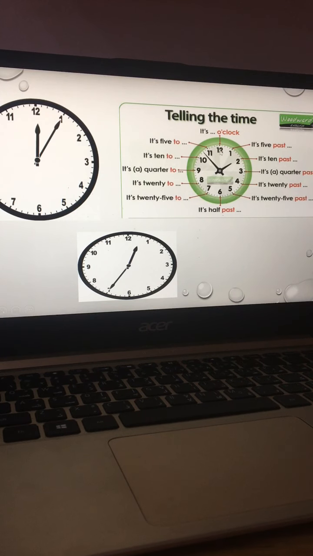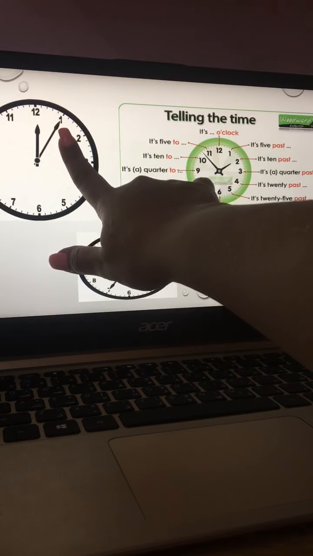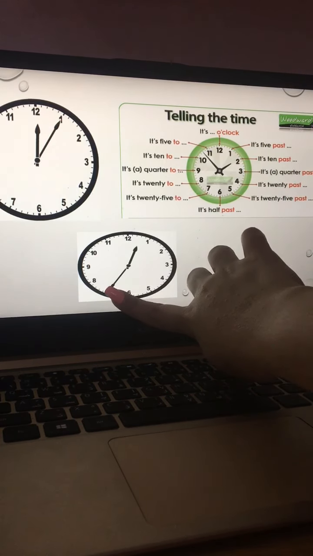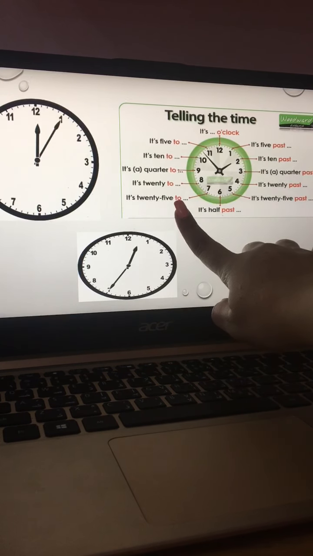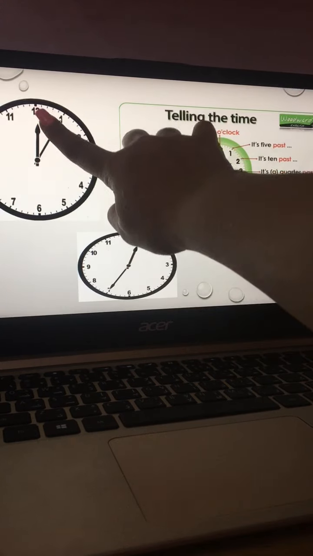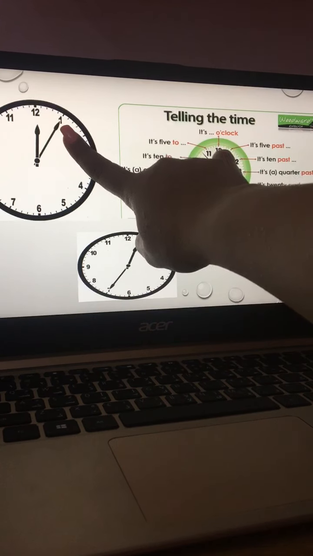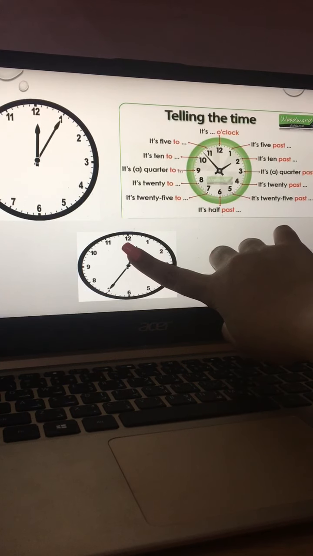How are we going to count? 5, 10, 15, 20, 25. So we say it's 25 to the next hour, okay? Once the minute hand reaches 7, we do not say "past" anymore. We are going to say the word "to," okay? And we are not going to say 12 anymore. No, we are going to say the next hour, which is 1, okay? Because there are just a few minutes for the hour to be exactly 1, okay?